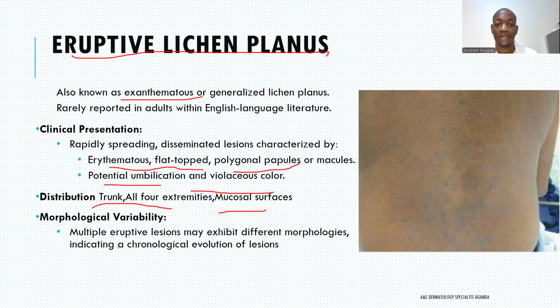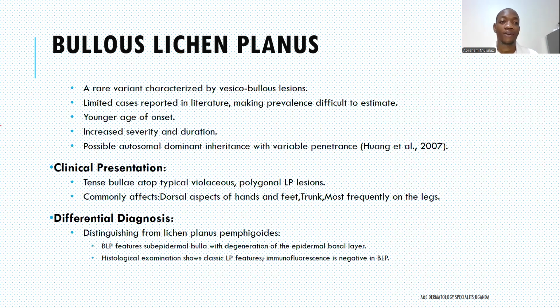So in this case, you may need to give medicine aggressively, and systemic treatment, because of its distribution that covers almost the entire body. Then you can also get bullous lichen planus, whereby you have now vesicles or bullae on lesions of lichen planus.